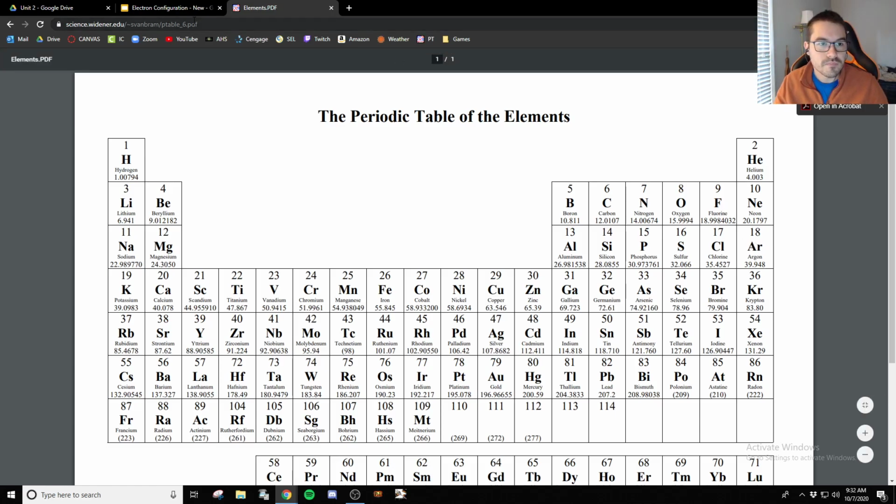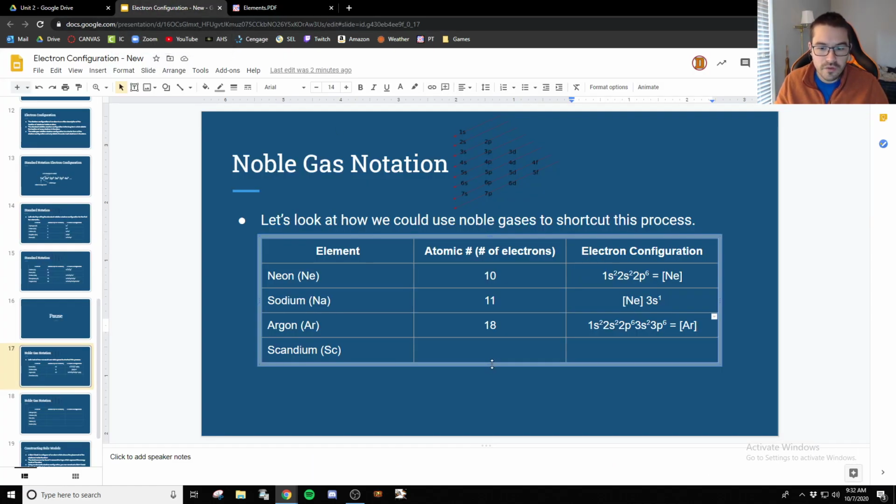So let's go back here. Let's take a look. Scandium is 21 electrons. I'm going to write Ar. This represents 18 electrons' worth of electron configuration. So I only need to represent 3 additional electrons after this.